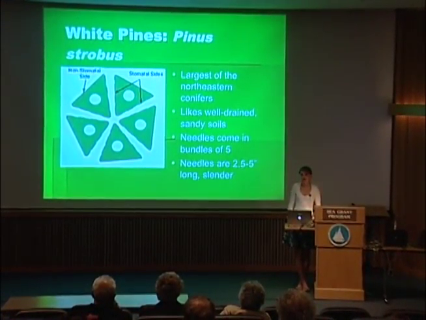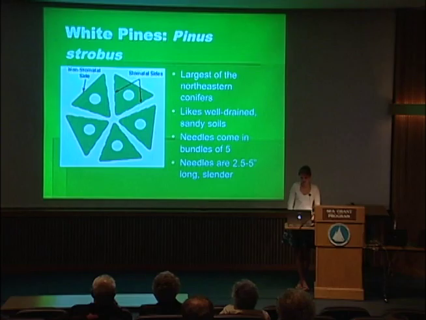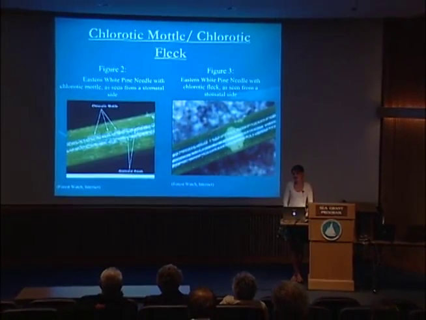White pine needles come in bundles of five called fascicles. This is an outward view of a white pine fascicle. It's the five needles looking out. They're triangular prisms, and the two inner sides are the stomata. And these are really prevalent on Cape Cod because they like the sandy soil so much.